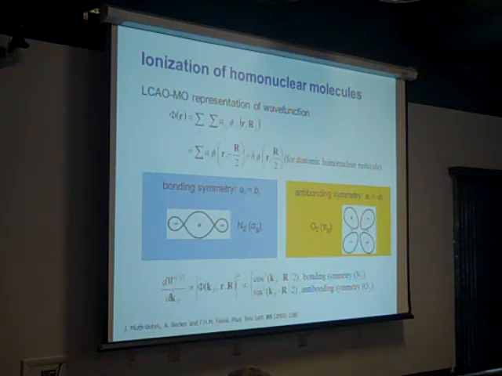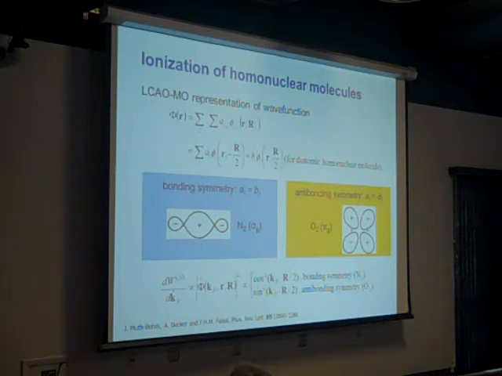So I should have a different behavior now. This is at least what the theory, in a very simple way, is telling me, whether I'm ionizing a molecule like N2 or I'm ionizing a molecule like O2, where the electron is either sitting in a bonding orbital or in an anti-bonding orbital. Now, how could I measure this?